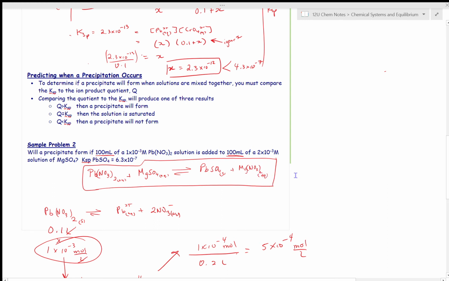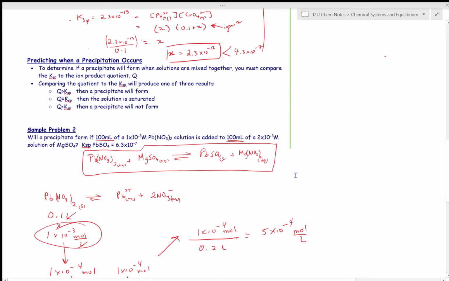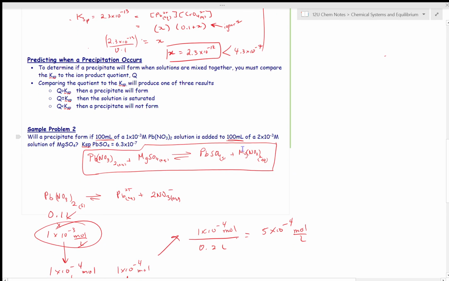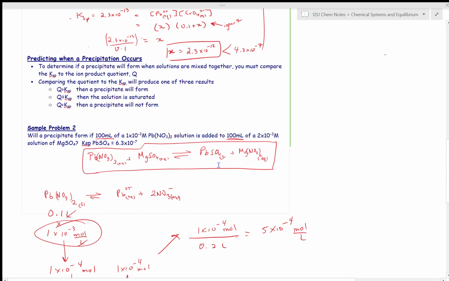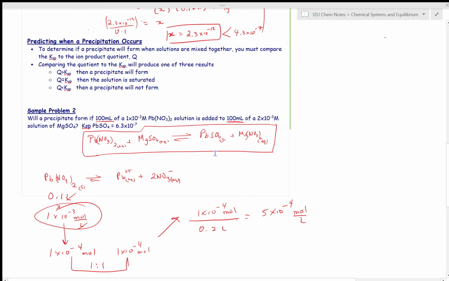All nitrates are soluble. So as a result, we aren't really interested in the magnesium nitrate. We want to know whether this lead sulfate is going to produce a precipitate, which also means we're interested in lead ions and sulfate ions. So in order to determine whether this precipitate is forming, I need to know the concentration of lead ions and the concentration of sulfate ions going into the solution.